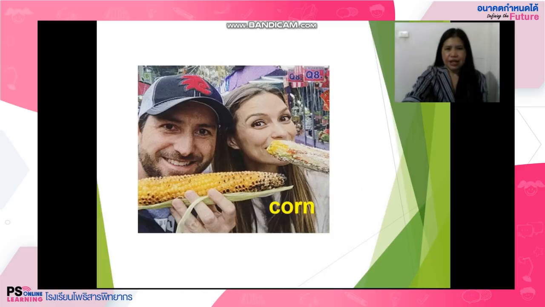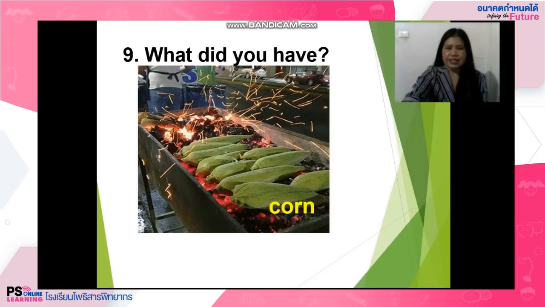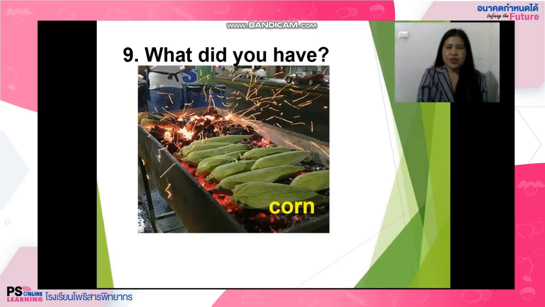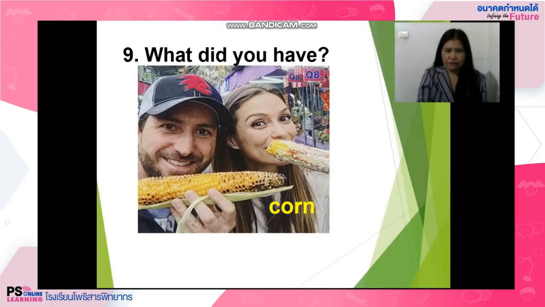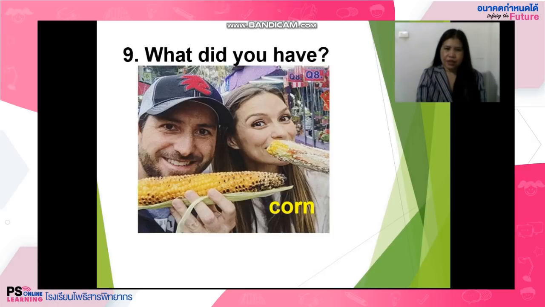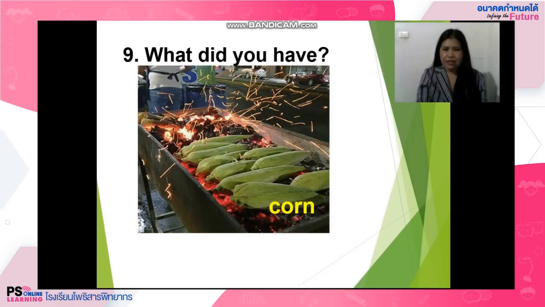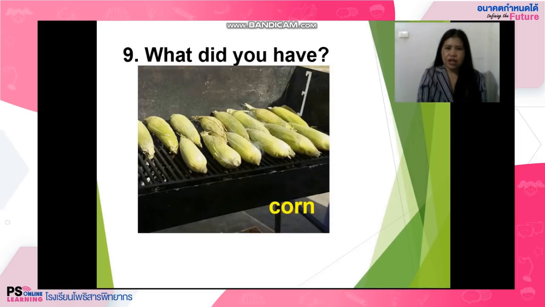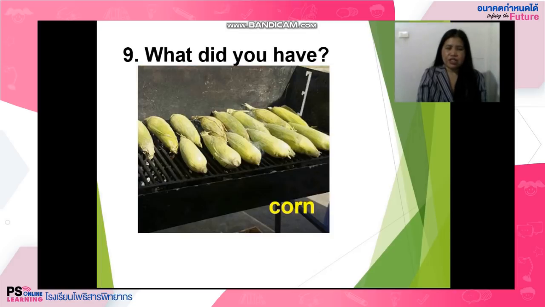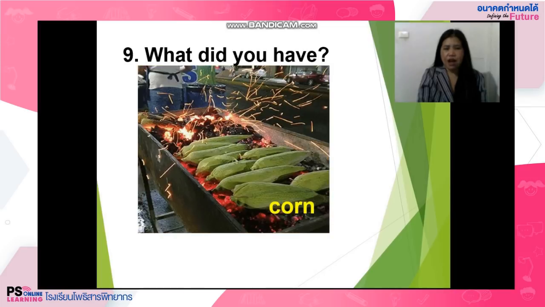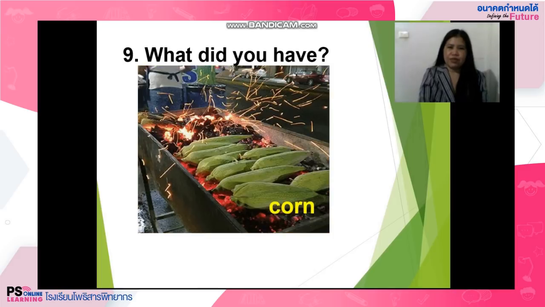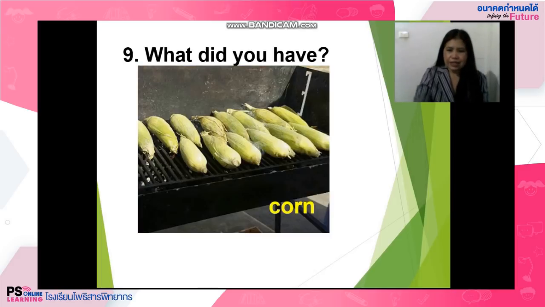Next, number 9. Look at this. Corn. Okay, corn. So the question is, what did you have? What did you have? That is past tense. Okay, so you have to change have into past tense. Remember that. You don't have to add did. You just have to write I and then past tense of have. And then the name of that food. All right? Write your answer.